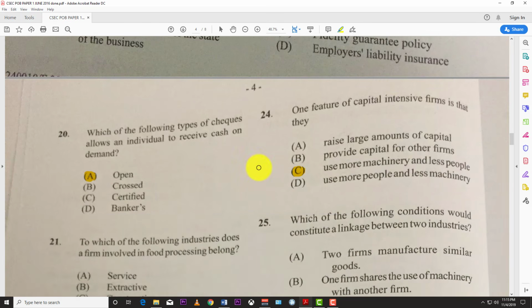Number 20. Which of the following types of checks allow an individual to receive cash on demand? And the best answer here is open. The open or uncrossed check. Once you have an open check, you can go to the counter and get the cash one time.